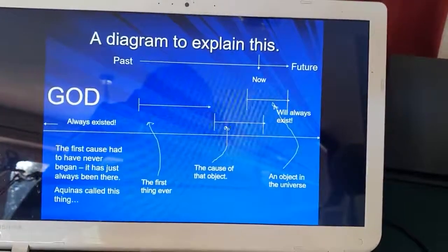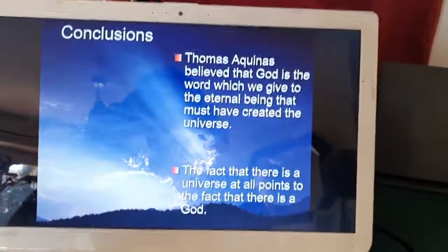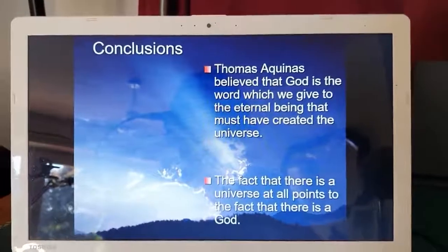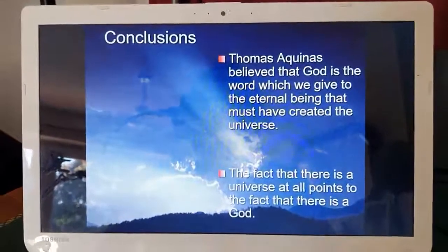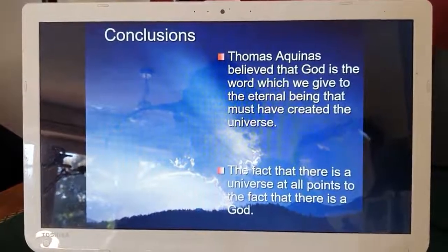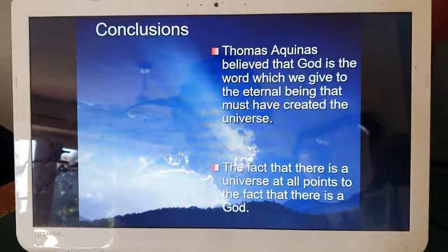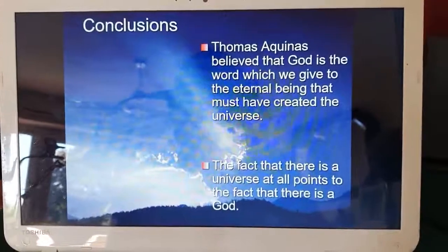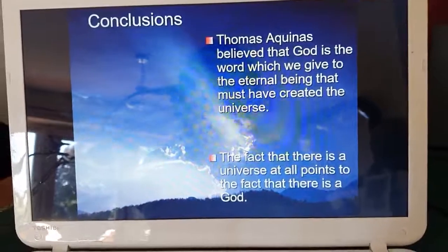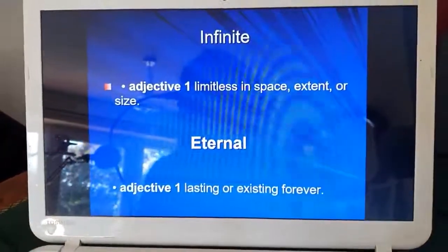So, anyway, whether you believe that or not is another matter, and that's what this whole lesson's about, really. It's what we're going to be discussing. But the conclusion that Thomas Aquinas came to anyway was that God is the word that we give to an eternal being that must have existed, or must still exist, really, to create the universe. And the fact that there is a universe at all points to the fact that, according to him, there is also a God.